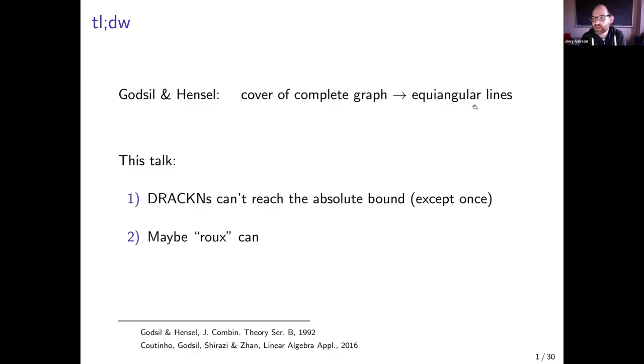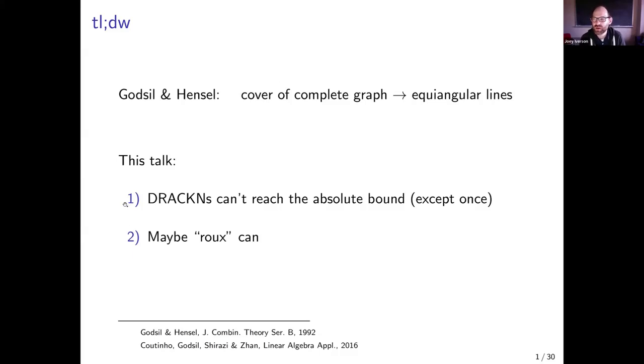Equiangular lines are a classical topic in algebraic combinatorics, and a big question is how many equiangular lines you can have in a given dimension, say D, in complex space. The absolute bound says you can't have more than D squared equiangular lines in D-dimensional complex space, so you might wonder, can you reach that bound? I'm going to tell you that no, not from this particular construction from DRACKNs. However, there's something else we introduce called ρ, and maybe these ρ can reach the absolute bound. Okay, so that's the story.